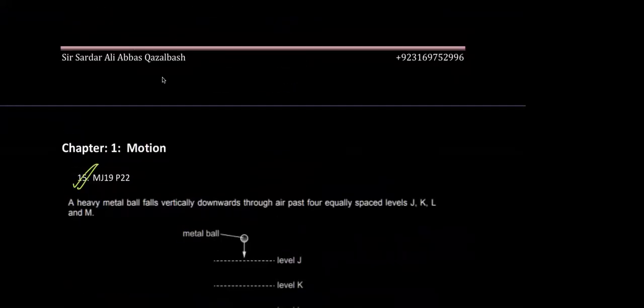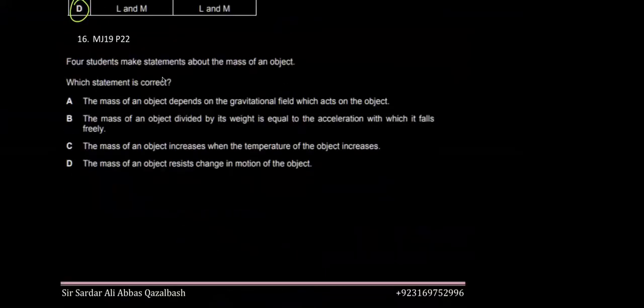Then 16. Four students make statements about the mass of an object. Which statement is correct? The mass of an object depends on the gravitational field which acts on the object. The mass of the object divided by its weight is equal to the acceleration with which it falls freely. The mass of an object increases when the temperature rises. This is completely wrong. The mass of an object resists change in motion of the object. A is also wrong. It does not depend on the gravitational field.